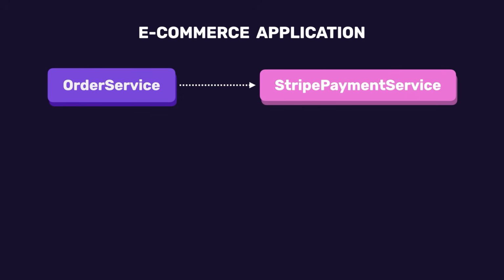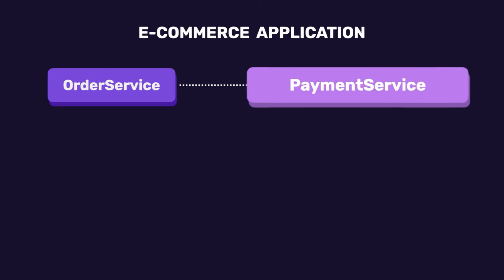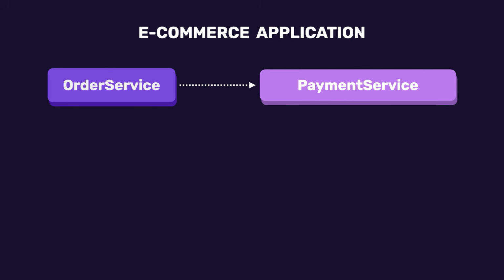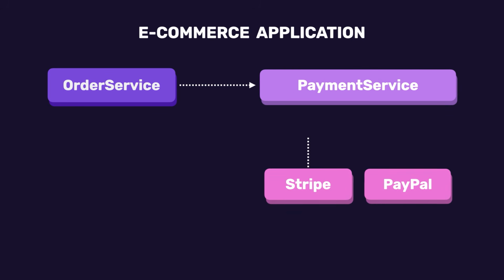Now, back to our e-commerce application. We don't want order service to be tightly coupled to a specific payment service like Stripe. That's like a restaurant being dependent on a specific chef. Instead, we want order service to depend on a payment service, which could be Stripe, PayPal, or any other provider. To achieve this, we can use an interface to decouple order service from Stripe payment service. An interface in Java is like a contract that defines the capabilities of a class. It doesn't contain any implementation or logic. It simply lists the methods or capabilities a class should have.